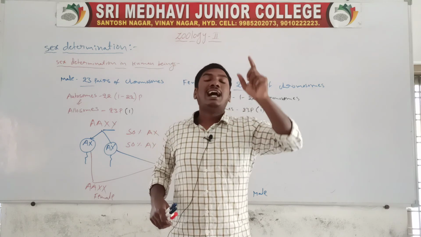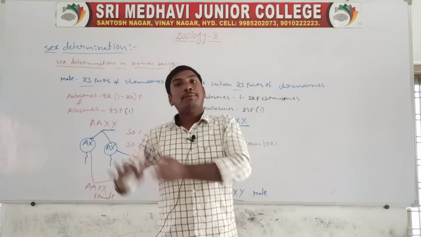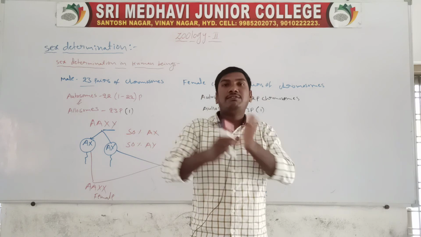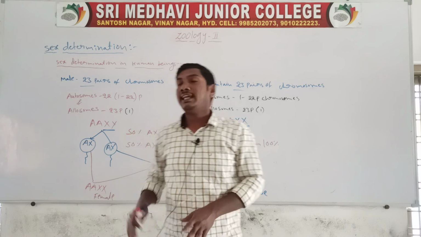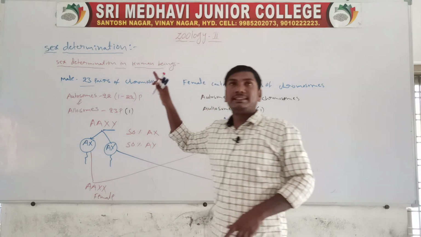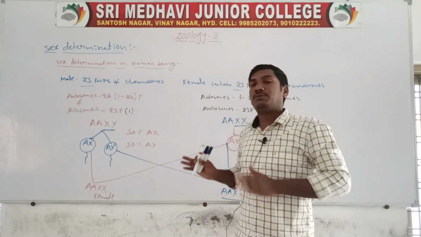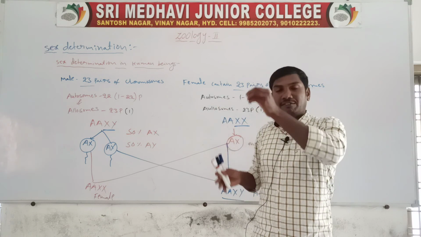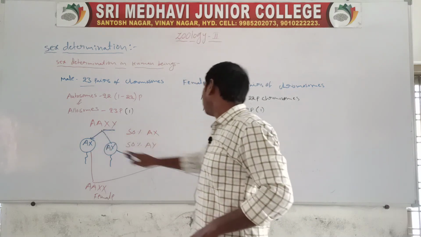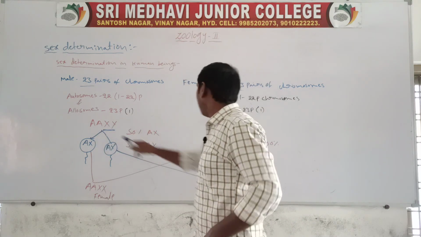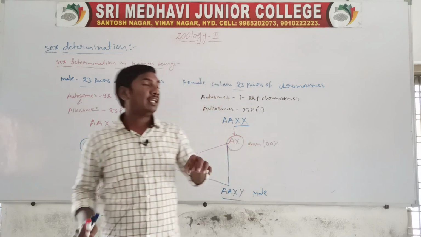Females have 100% X type ovums, but males have 50% X type and 50% Y type. XX fusion gives a female, XY fusion gives a male. So that is sex determination in human beings. Human beings contain 23 pairs of chromosomes, 22 pairs of autosomes and one pair, the 23rd pair, of allosomes. In allosomes, a female is XX type and a male is XY type. Fusing X with X gives the female baby, and fusing X with Y gives the male baby. XY male, XX female. That is sex determination in human beings.